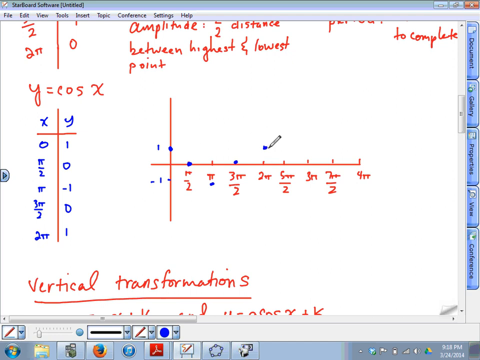So this would be one of the cycles right here. And notice the horizontal length that took to complete a cycle. It was the same as 2 pi. And if the cycle continues, we go down through 0, -1, 0, and then back up. So there's another cycle.